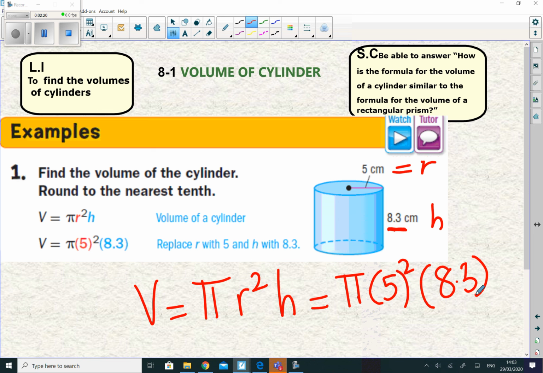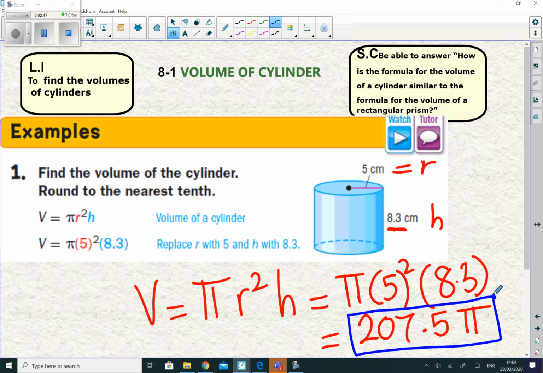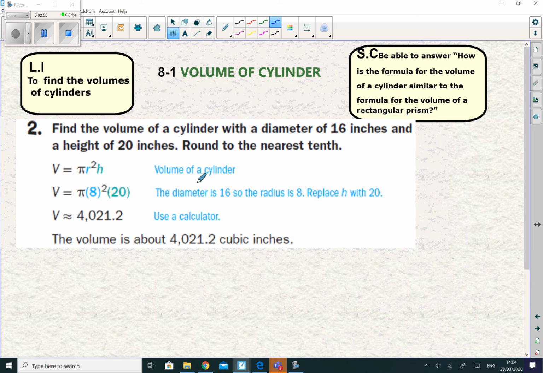So you will multiply 5 squared, which is 25, times 8.3. You will get the volume of the cylinder, which is 207.5 pi. This will be the answer, and it will be in terms of pi, and that's the volume of the cylinder here. Let's take another example to make sure that we got the idea.